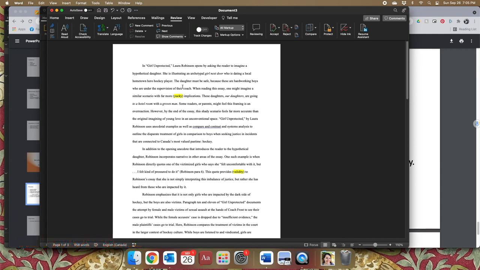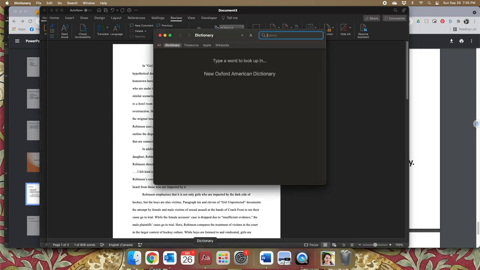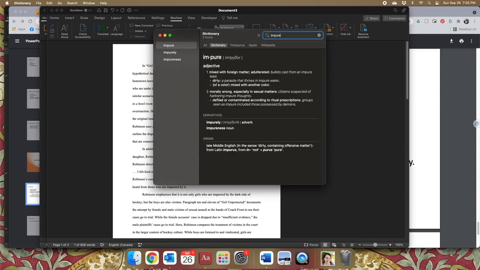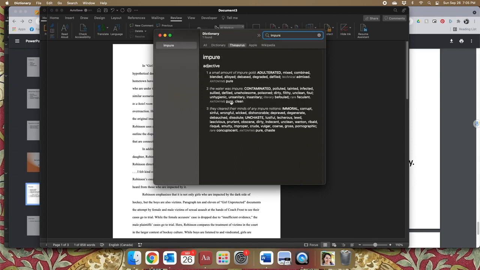Okay, so of course I would always recommend that at this point is where you put it in a drawer and walk away and come at it with fresh eyes. So now I'm going to go through and look up some synonyms for things or use the dictionary to make sure that I'm using the correct word.